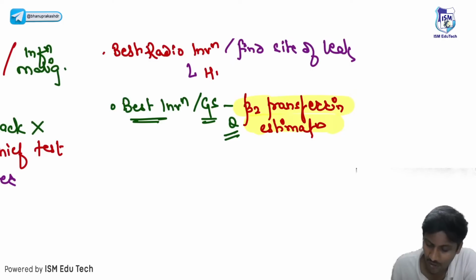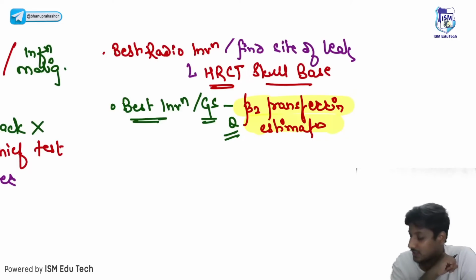Okay, very good. The best radiological investigation, or the investigation done to find the site of leak, is nothing but HRCT skull base. So it is HRCT, a high resolution CT scan of the skull base.